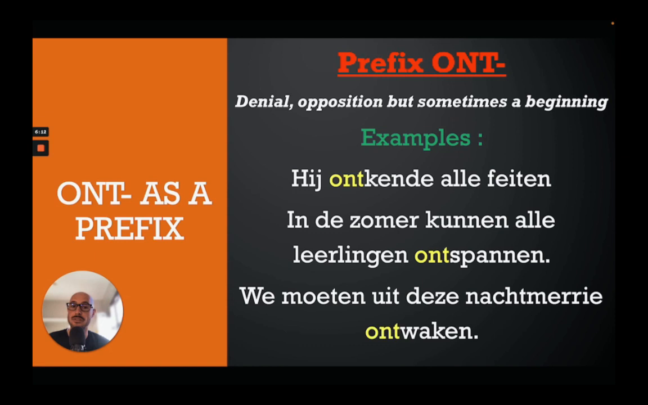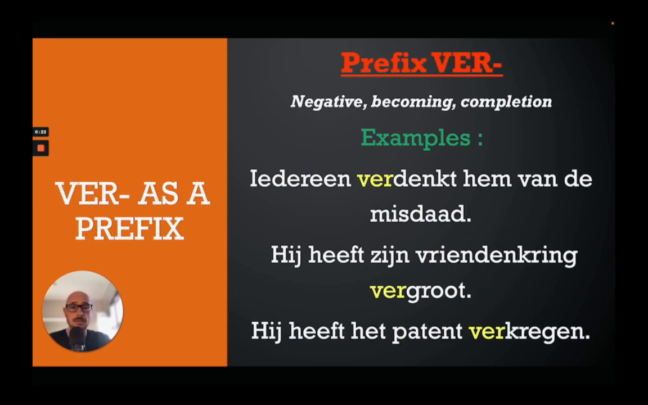Alright? So this is how the prefix ont influences the main word or the main verb in this case. We'll take a look at the last prefix for today, and the last prefix for today is ver. Alright? Ver can be negative, it can be becoming, so entering into a state of, or it can be completion. Alright, so these are the implications of the prefix ver in the Dutch language. Let's take a look at the examples and then basically everything will be clearer.